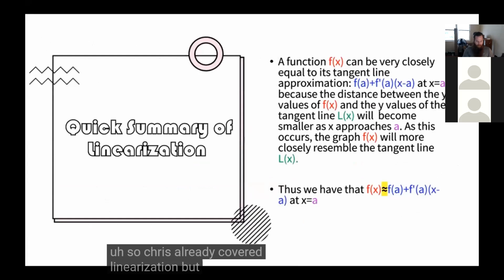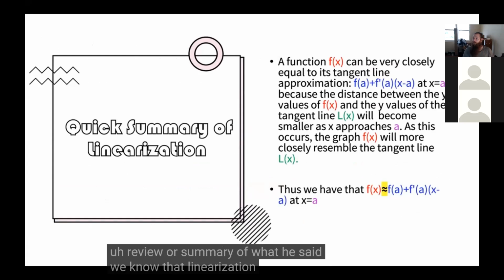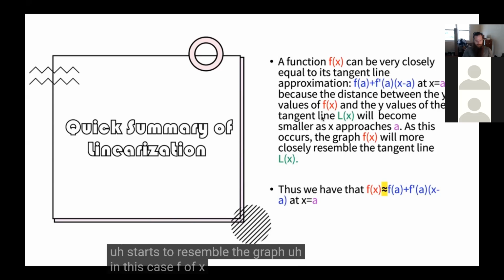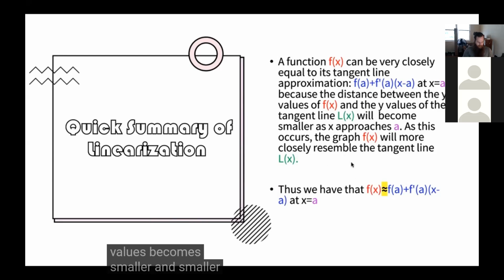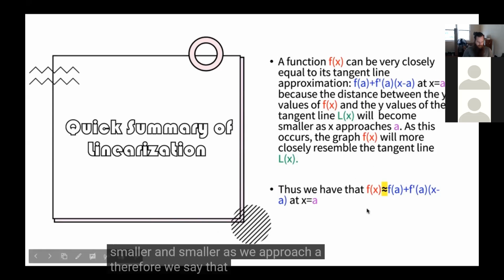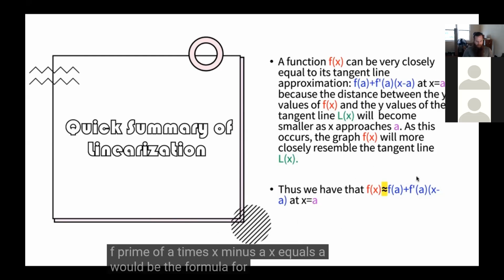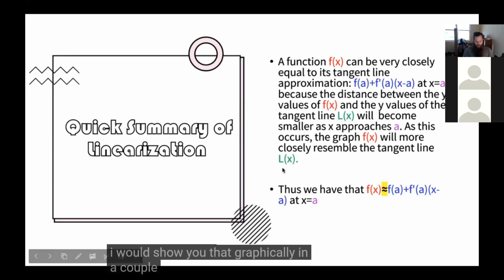So Chris already covered linearization, but this is just a quick review of what he said. We know that linearization is when the tangent line at a point x equals a starts to resemble the graph, in this case f of x, as we get closer and closer to a, because the distance between the y values becomes smaller and smaller as we approach a. Therefore, we say that f of x is approximately equal to f of a plus f prime of a times x minus a, which is the formula for the tangent line approximation. I will show you that graphically in a couple of minutes.